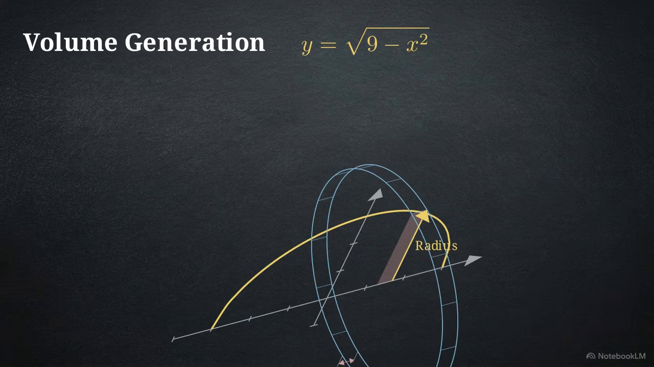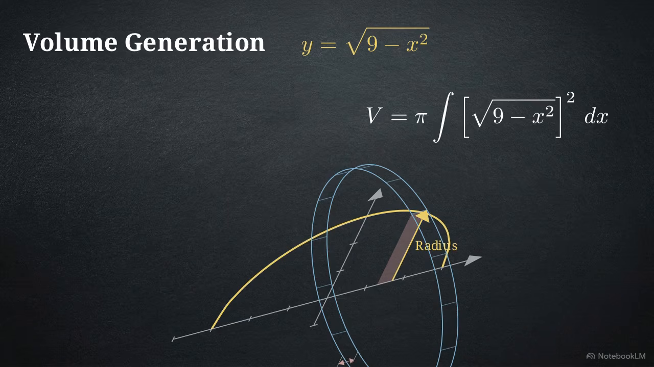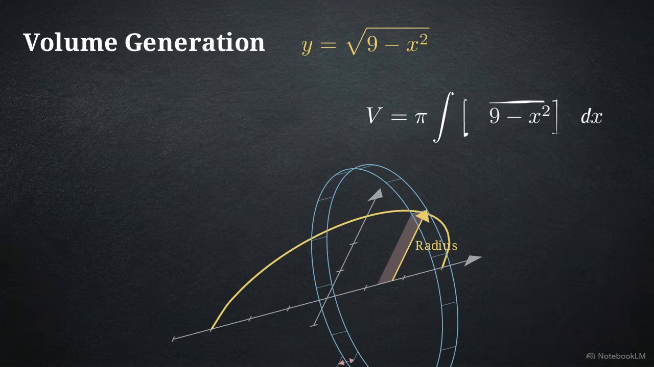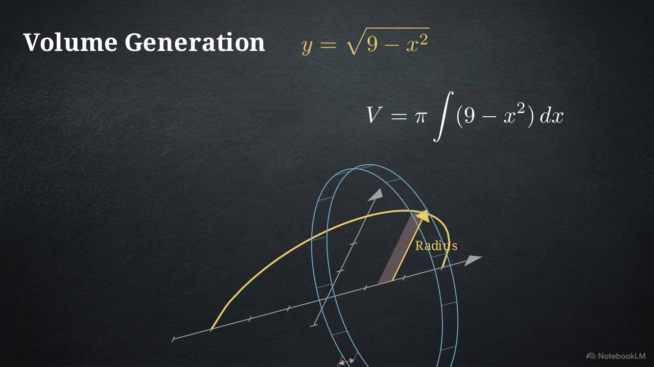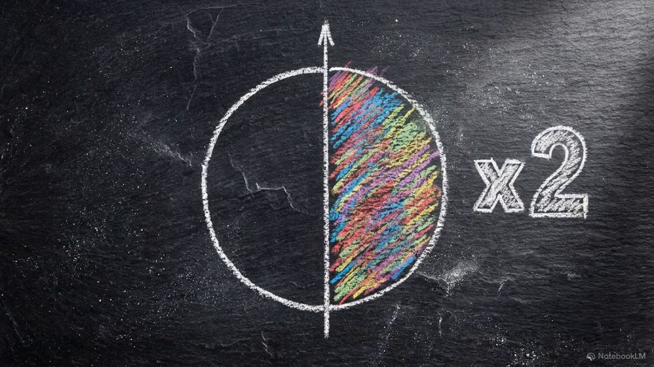With a radius of the function's height and a thickness of dx, summing infinite disks gives the volume, pi times the integral of the function squared. We apply this formula to our semicircle equation. Squaring the square root perfectly cancels the radical, leaving us with the simple expression, 9 minus x squared. Because the shape is symmetrical, we can simplify our calculation by integrating from 0 to 3 and doubling the result.